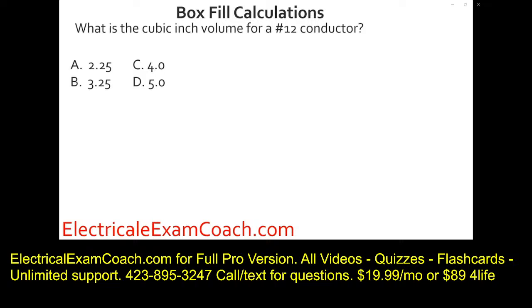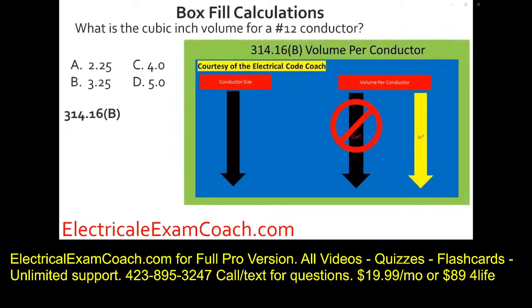What is the cubic inch volume for a number 12 conductor? Head back to 314.16b, start on the left-hand side and find our size conductor, then cross over to the cubic inch volume, and it's stating that every number 12 that's in that box, according to the count, which we're getting ready to learn, takes up 2.25 cubic inches of that box.